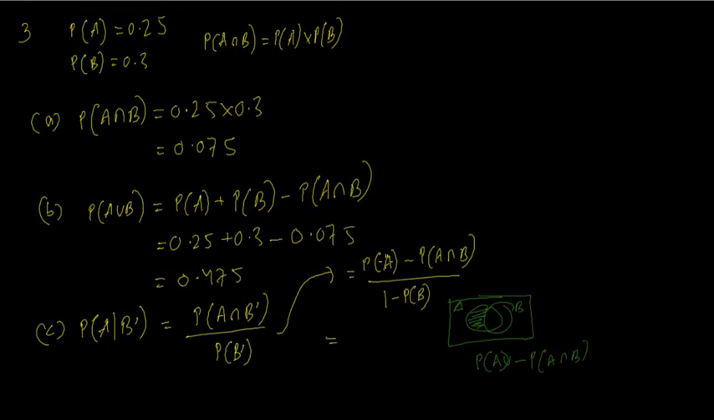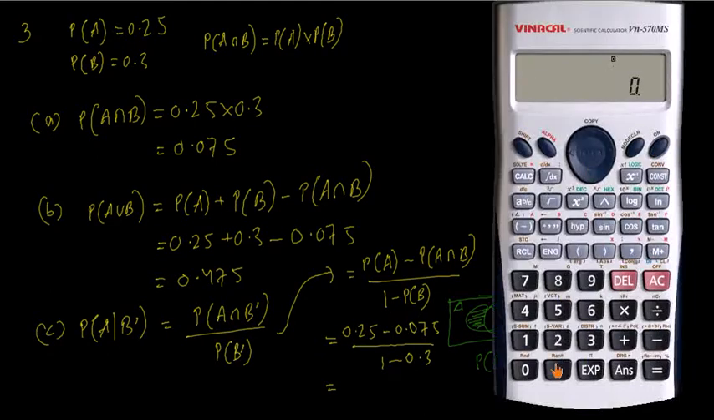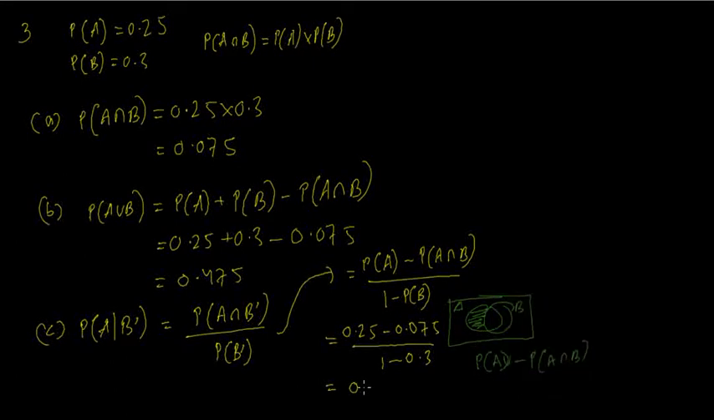So let's plug in the values. Probability of A is 0.25 minus probability of A intersection B is 0.075 divided by 1 minus probability of B is 0.3. So we can calculate 0.25 minus 0.075 is going to be 0.175 divided by 1 minus 0.3 is going to be 0.7. So 0.25. Probability of A conditional B prime is 0.25.